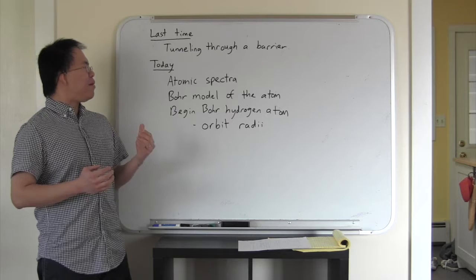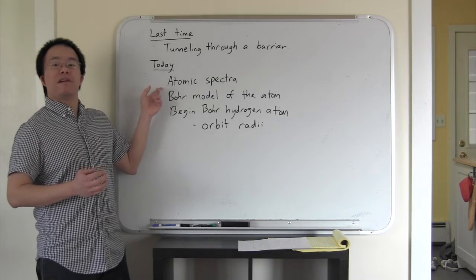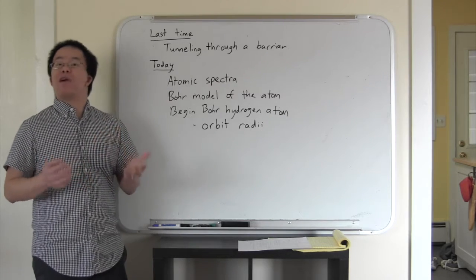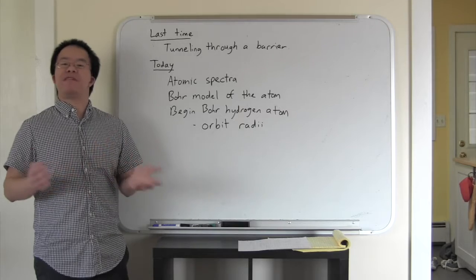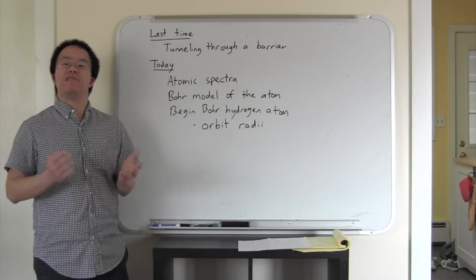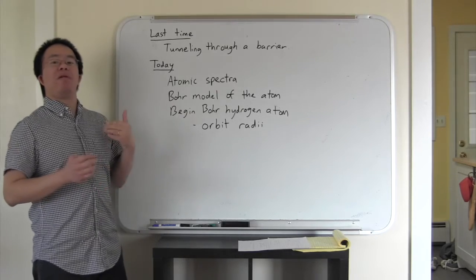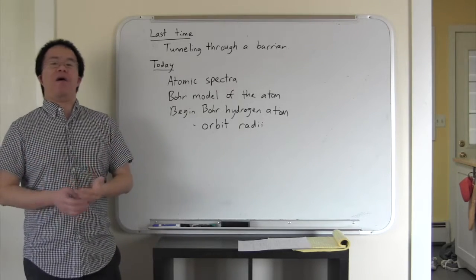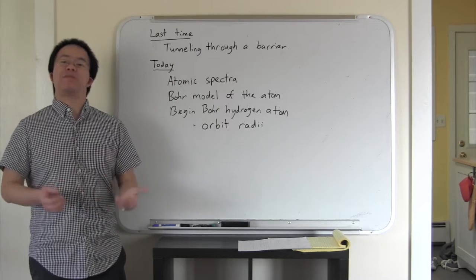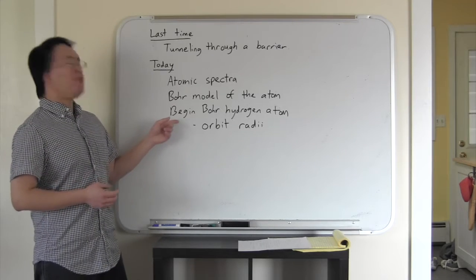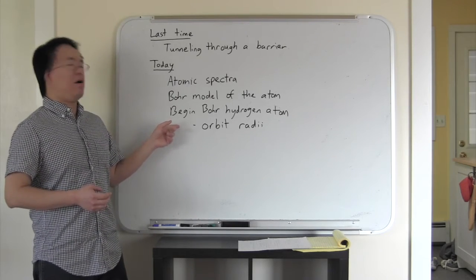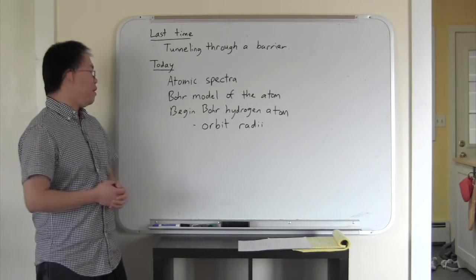We'll begin today by talking a little bit about atomic spectra, the experimental probe by which we've gained a lot of insight into atomic structure. We will then begin talking about the Bohr model of the atom and how the Bohr model explains atomic spectra. And then we'll begin our discussion of the Bohr model of the hydrogen atom.